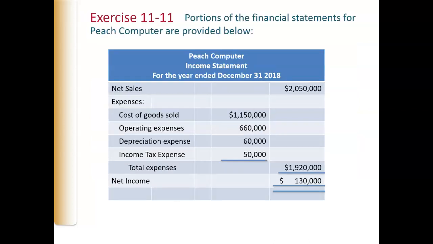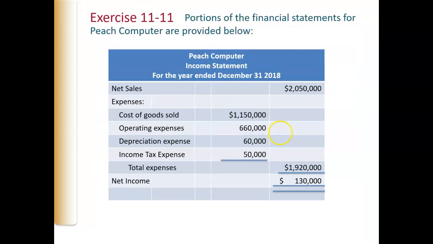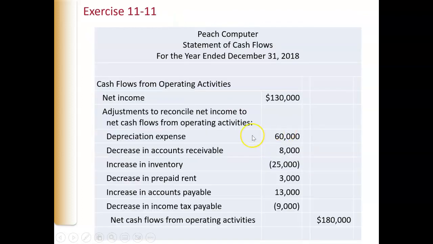Okay? What's the first thing we're going to do when we create a statement of cash flows on the operating section? What's the first number we do? Net income. See, it's 130? Well, that's what we do. We start with net income. Then we need to add back depreciation expense. See how it was 60 here? We add it back.